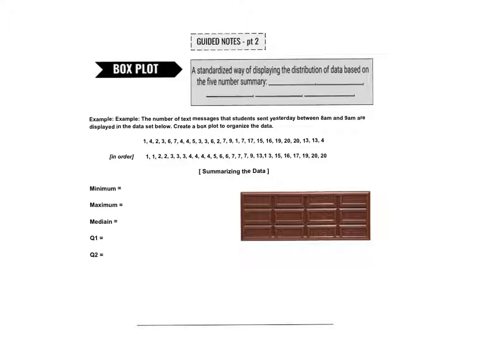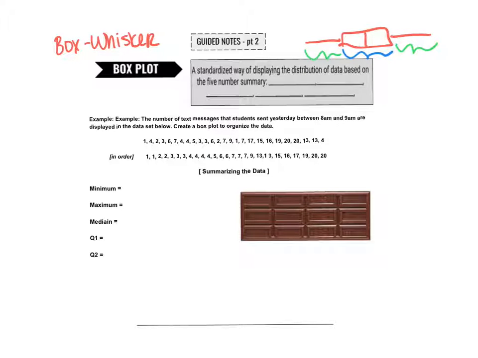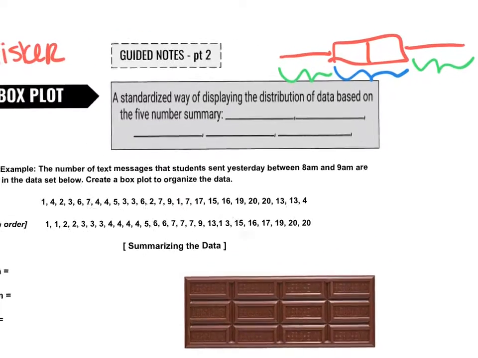Some of you might already know how to do this, but another name for it is a box and whisker plot, because a box and whisker plot looks something like this. We have our box and then we have our whiskers. Whether you call it a box and whisker or a box plot, we're going to learn how to create one given a data set. So let's fill in the blanks.